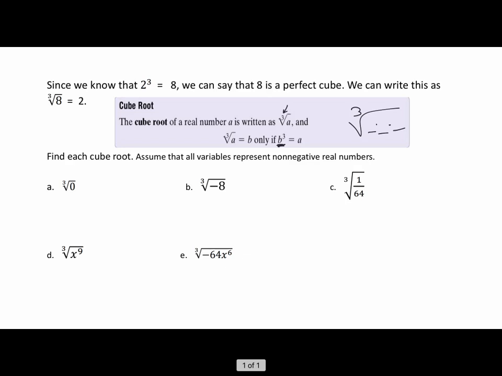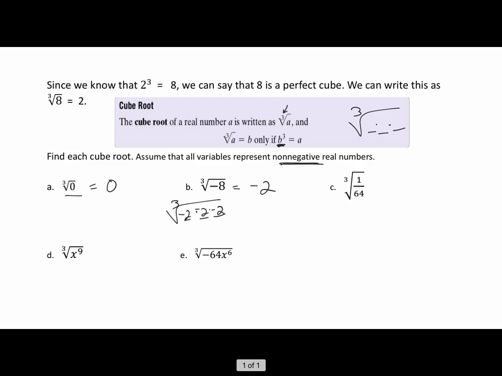So some examples here. Find the cube root, assuming that variables represent non-negative real numbers. So the cube root of 0 is what number times itself 3 times is 0? And that one's 0. For b, the cube root of negative 8. So is there a number that multiplies by itself 3 times to be negative 8? We know that 2 three times is 8, but is 2 with a negative sign 3 times a negative 8? It is. So the cube root of negative 8 is negative 2.